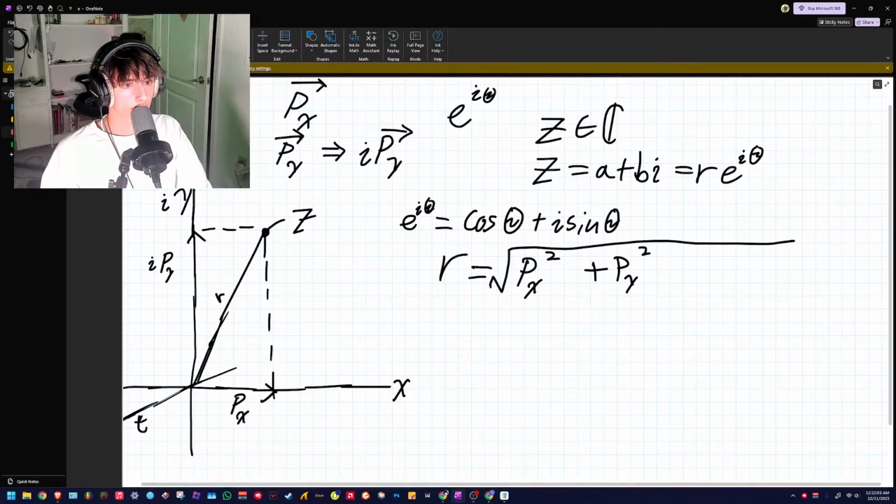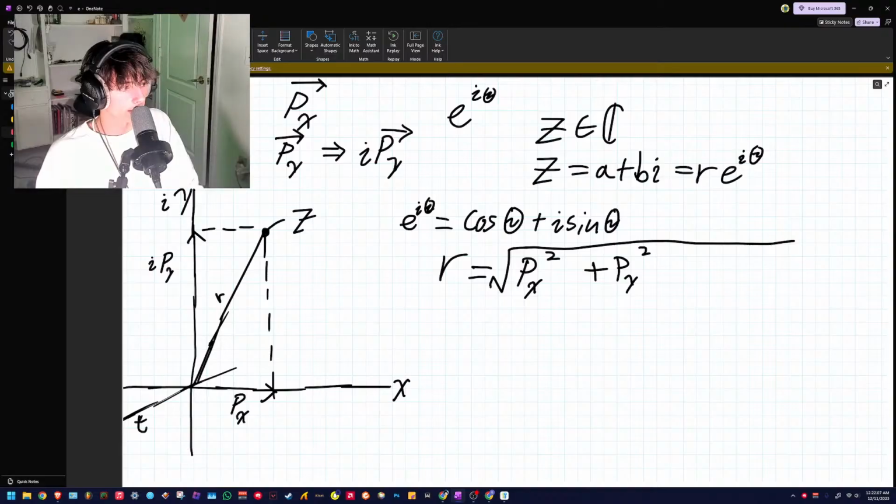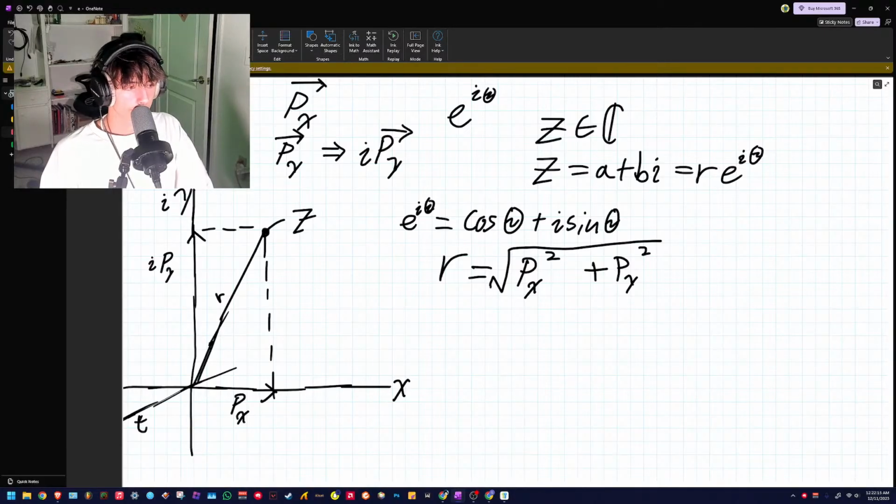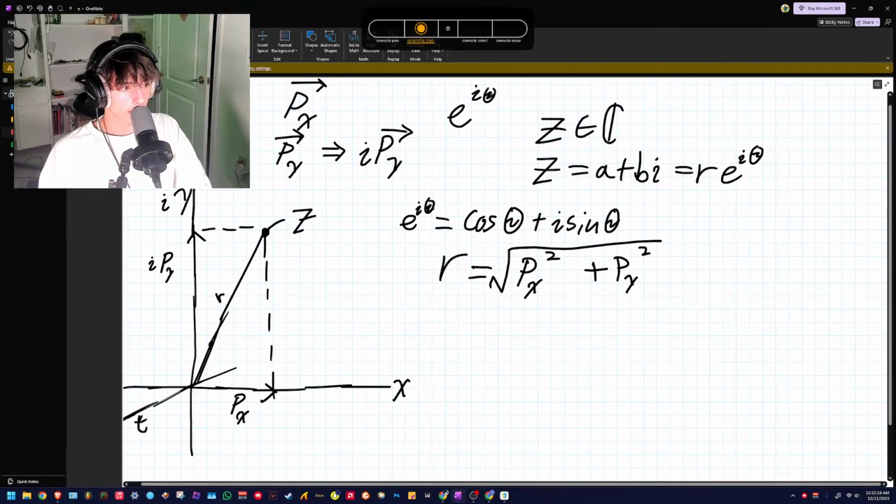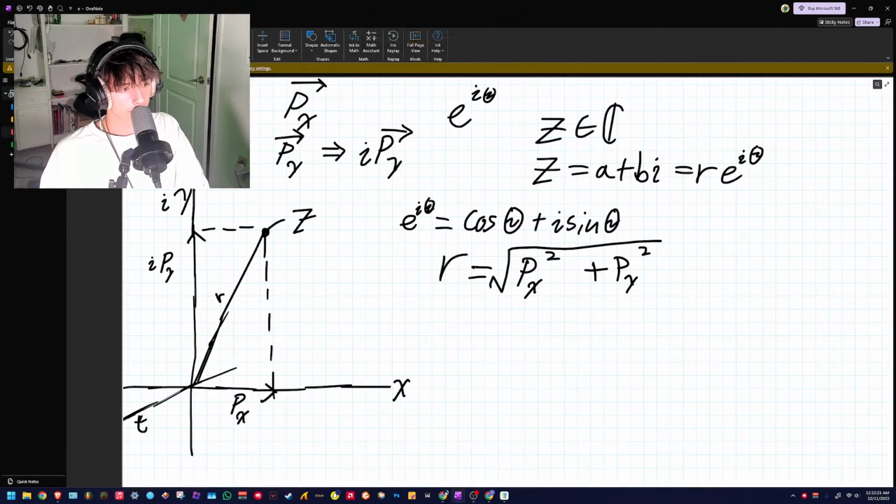Now p, I just mean position, because again, this is technically a bit of a physics thing. Let me erase this here. P of x squared plus p of y squared, that gives us r. Now r is the magnitude of z.